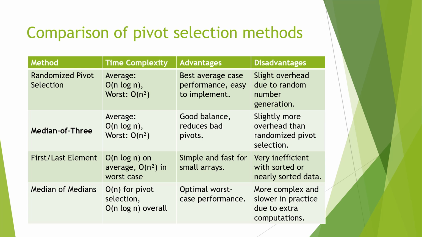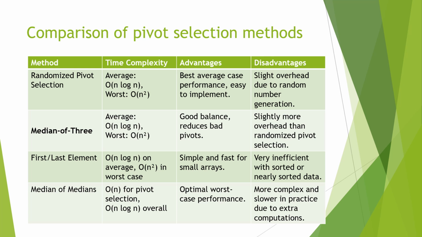So let's now compare the pivot selection for various methods. In randomized pivot selection, the average time complexity is O(n log n). In the worst case, it gives O(n^2) time, and in the best case, it performs well. It is easy to implement, and there is a slight overhead on random number generation, because it has to make a lot of comparisons.